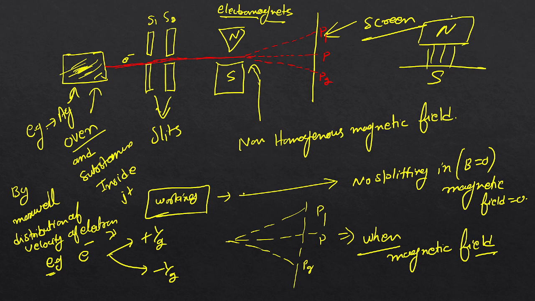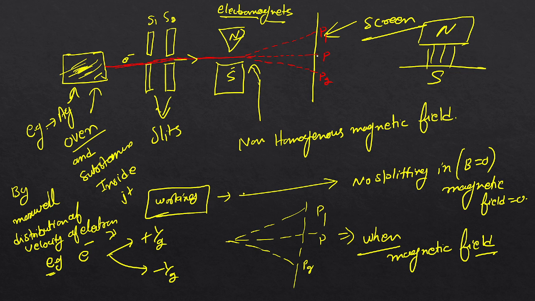If the magnetic strength is uniform throughout the path, that is called homogeneous, and if the magnetic field intensity, the magnitude, is changing during the course of the path, that is called non-homogeneous. That beam, you can see this red line, is passing through this non-homogeneous field between the north pole and south pole. In between these two poles there is a non-homogeneous magnetic field. When that beam passes through this non-homogeneous magnetic field, what is happening, guys? That beam is splitting.